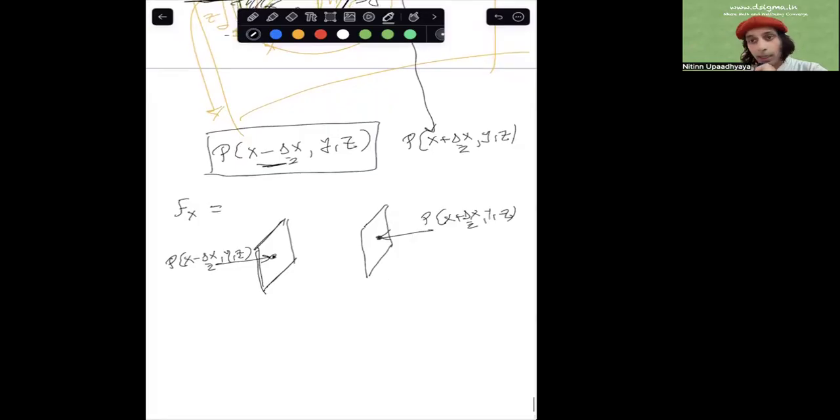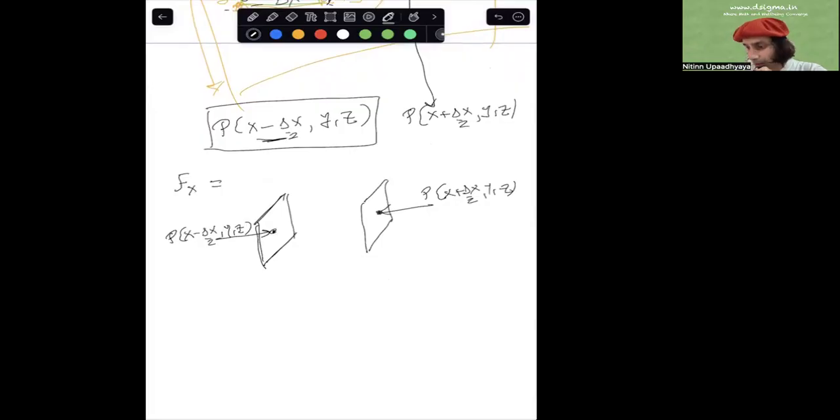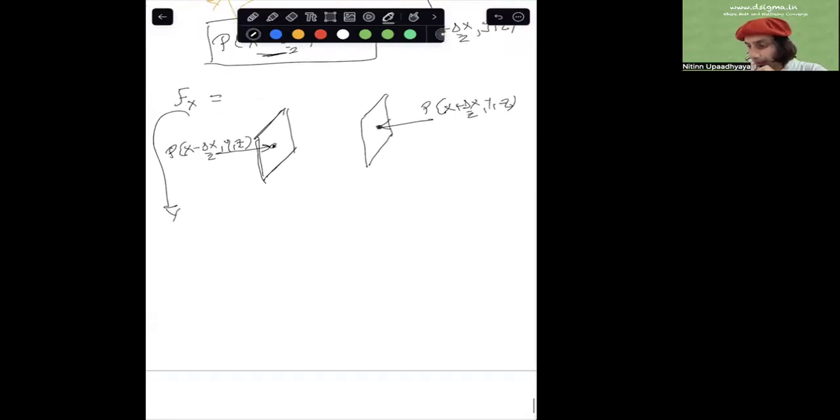And so I want to calculate the net force in the x direction, right? The other two faces are pointing in the y and z direction respectively, so they don't exert a net force in the x direction. So the net force in the x direction, maybe I should write it again here. Net force in the x direction would be this pressure. Now if this is the positive x direction, then this pressure is along the positive x direction.